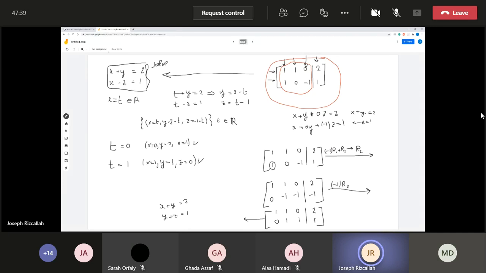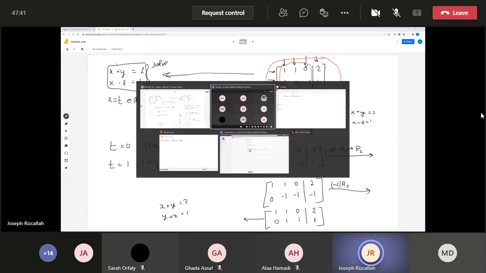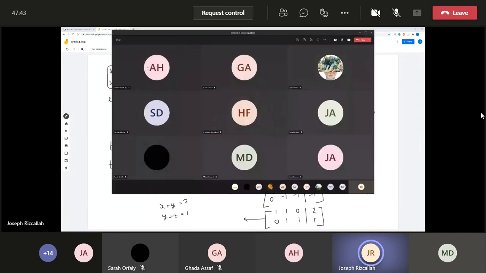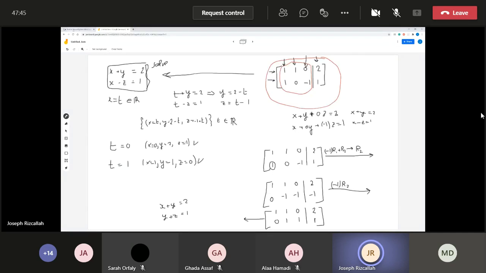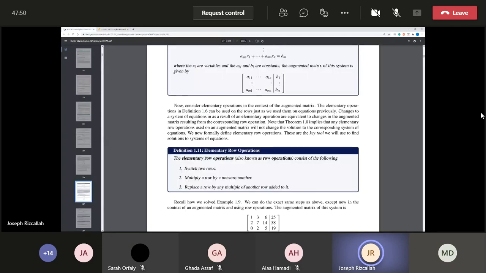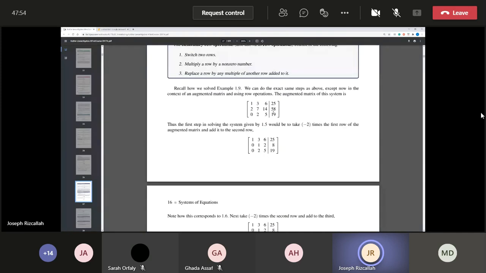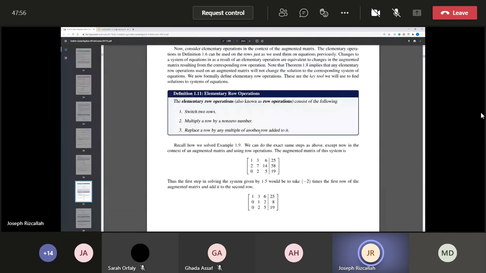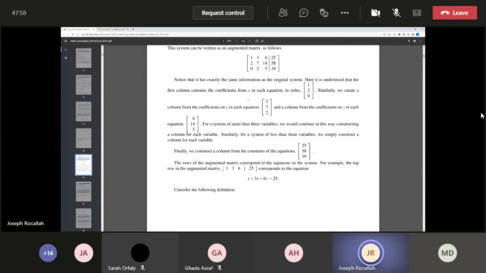Okay, let me see if time permits to show you an example. I will walk you through this example in the book. So this is the example in the book. This is the system that we started with. Okay, so this is this system here. And the augmented matrix is 1, 3, 6, 2, 7, 14, 0, 2, 5, and the right-hand side. Okay, so this is it.